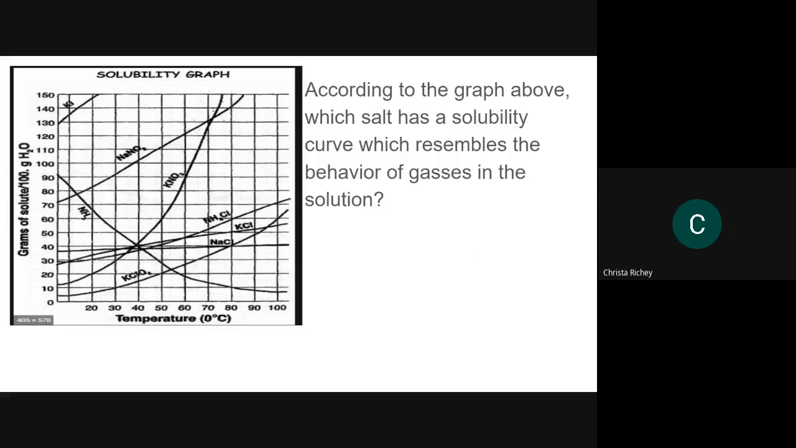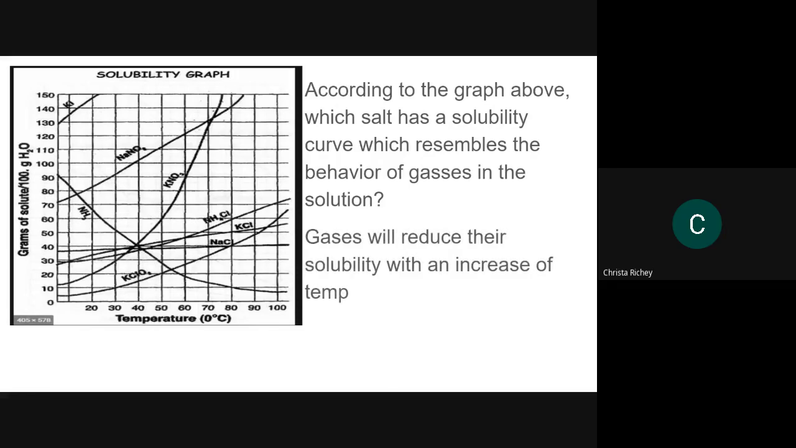So gases, as they go warmer, are less soluble, because as a gas gets colder with the liquid, it increases the solubility. So if I'm trying to figure out which of these solid salts is similar to a gas in a liquid, if you increase the temperature, you decrease the solubility. And there's only one curve that goes down as we go from left to right. Which one is it?